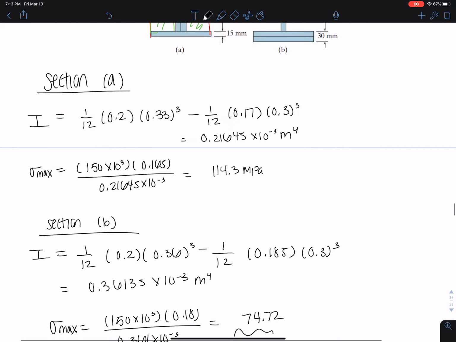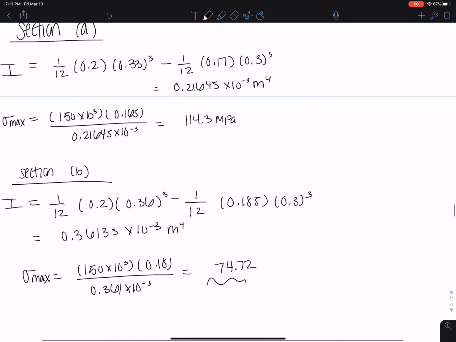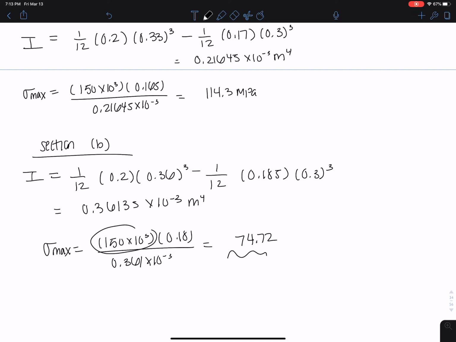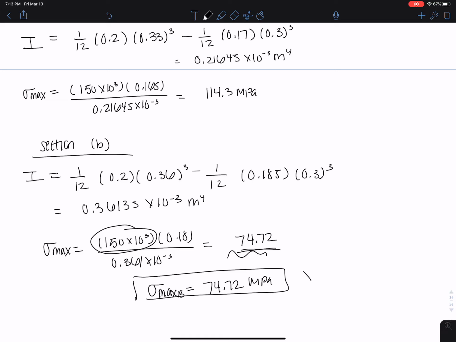B is the better candidate here because we can take the same amount of moment with much less stress. So sigma max B equals 74.72 megapascals, and our answer is section B. Okay. All right, let's move on.